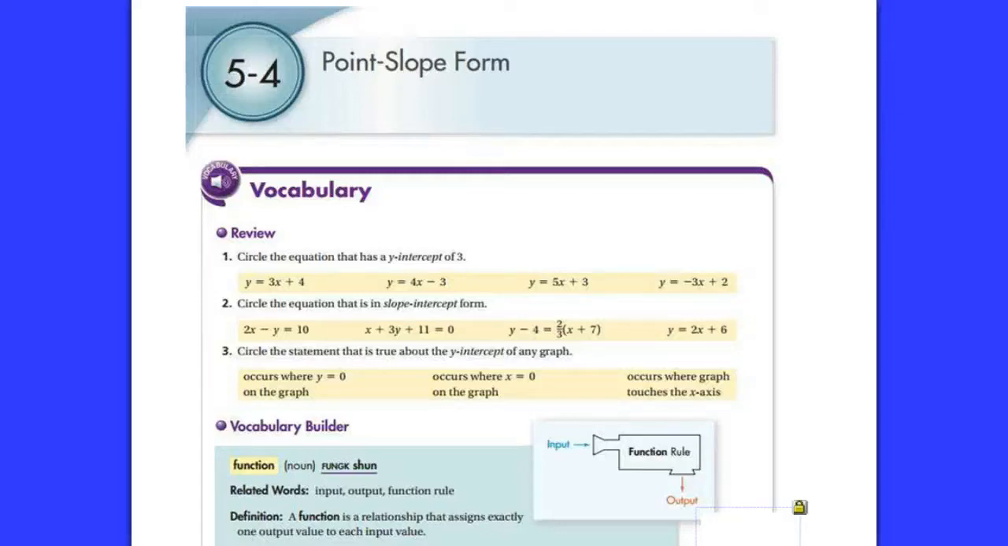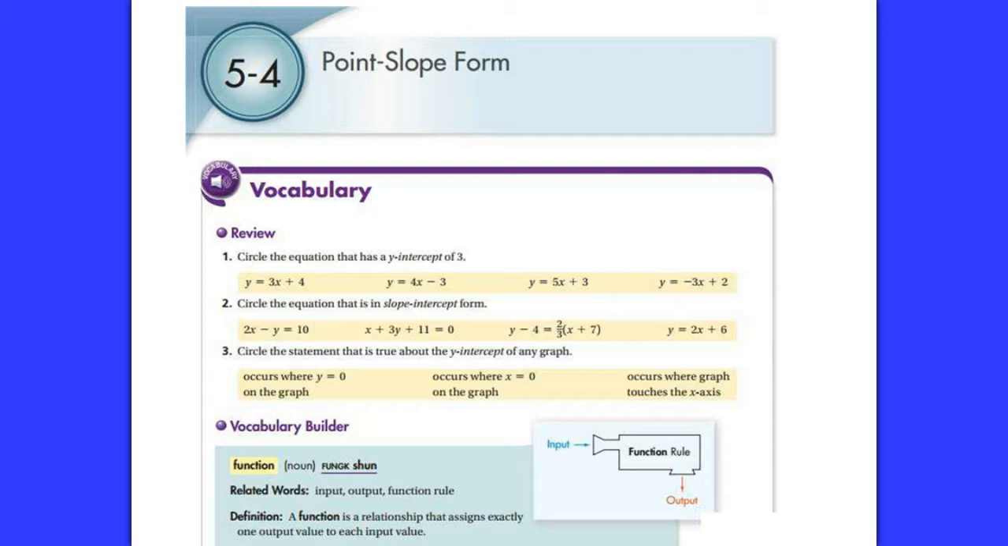We're talking about point-slope form of an equation. If you're at this point, you hopefully have an understanding of slope-intercept form, and we're going to take a look at what happens when you don't know what the y-intercept is, and you still have to get an equation, which we are able to do. So let's jump right into things here.